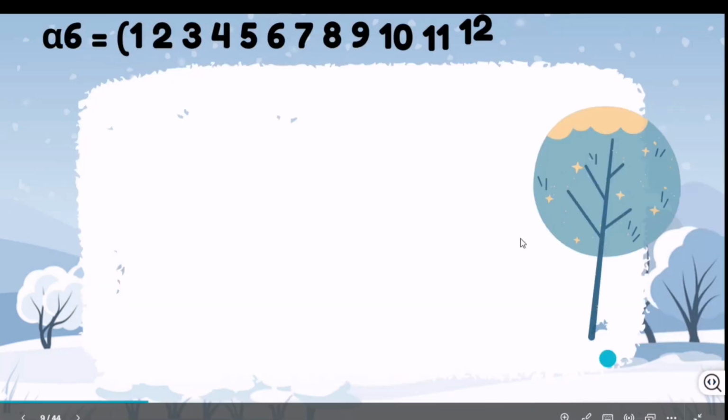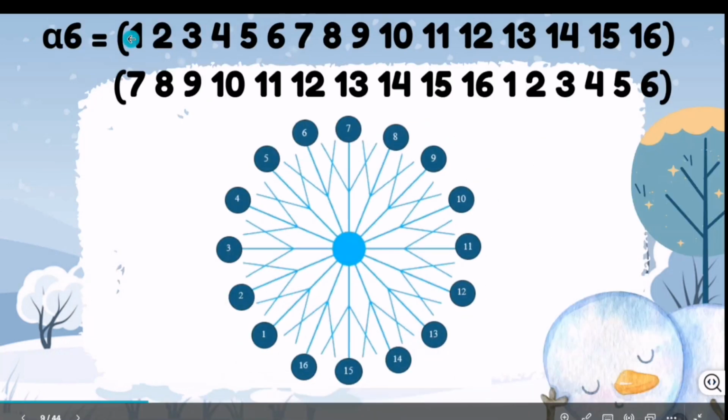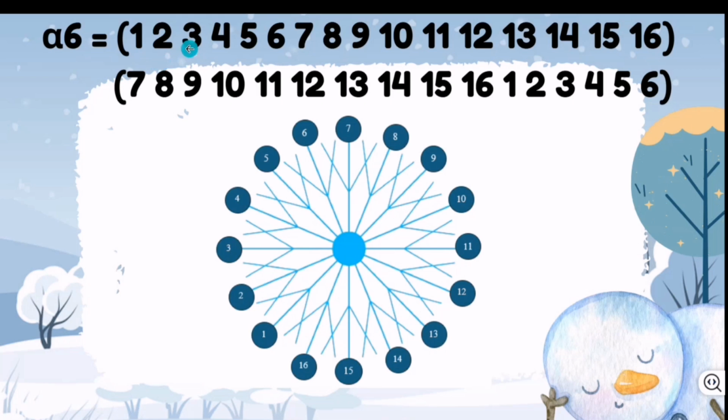And for the next one, we have alpha sub 6: 1 to 7, 2 to 8, 3 to 9, 4 to 10, 5 to 11, 6 to 12, 7 to 13, 8 to 14, 9 to 15, 10 to 16, 11 to 1, 12 to 2, 13 to 3, 14 to 4, 15 to 5, and 16 to 6.